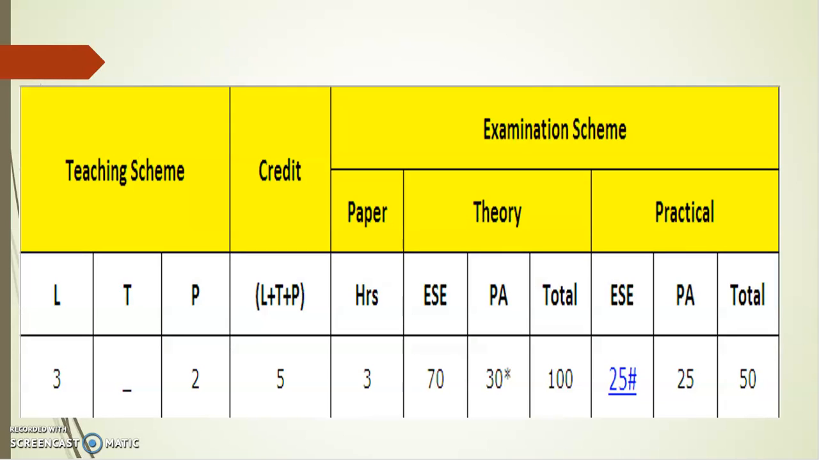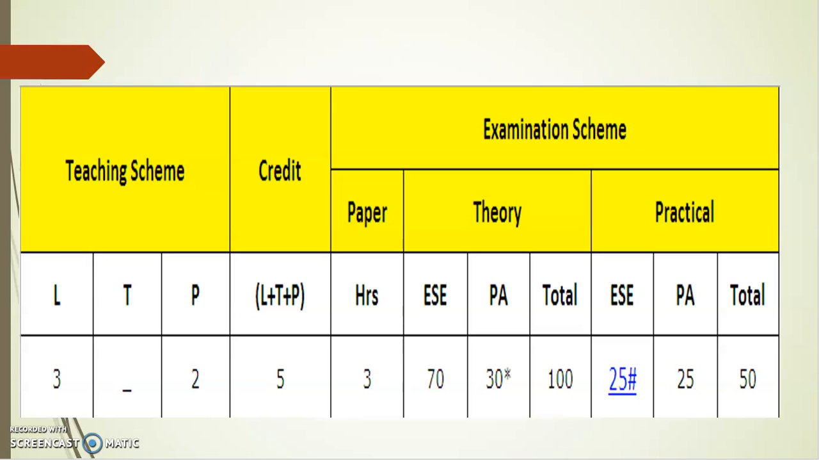The teaching scheme and examination scheme for Elements of Electronics: it has 3 hours of lecture per week and 2 hours of practical per week. This subject has no tutorial. So 3 plus 2, total 5 credits.